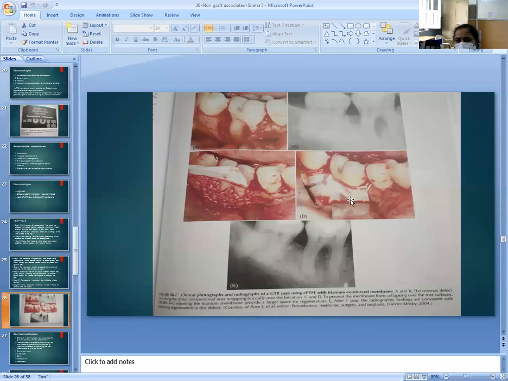The membrane should be sutured properly along the tooth, encircling the tooth, and then it should be again covered with the flap. The flap is reflected in this region. That flap is again placed in the area and sutured. So this is the basic procedure.